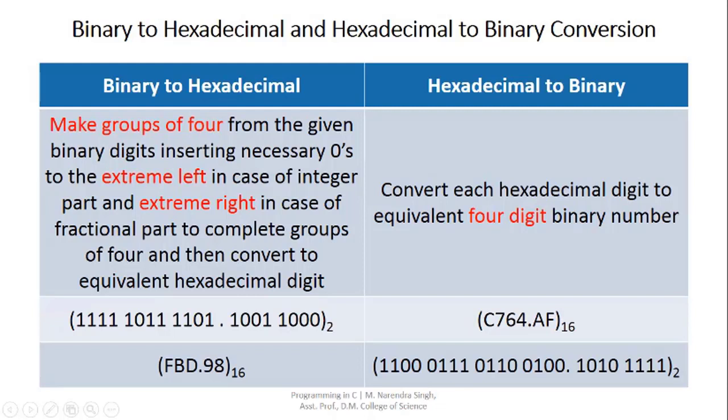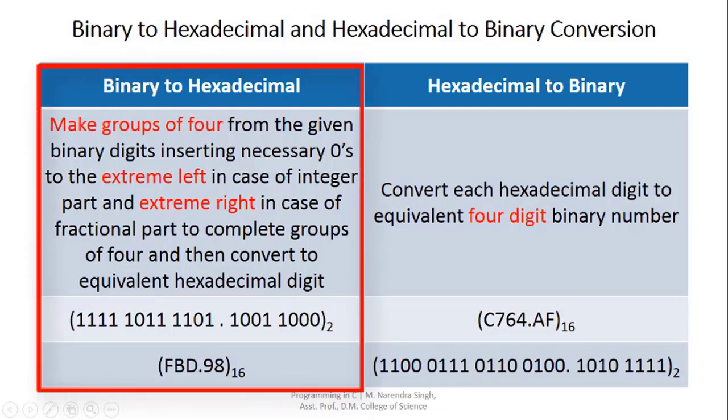Let us first convert a given binary number to hexadecimal. In order to convert any binary number to a hexadecimal number, we make groups of 4 from the given binary digits, inserting necessary zeros to the extreme left in case of the integer part and extreme right in case of the fractional part, to complete groups of 4 if they are not complete, and then convert each group of 4 binary digits to its equivalent hexadecimal digit. Let us look at the given binary number. I have inserted 3 zeros to the extreme right to complete groups of 4 binary digits.